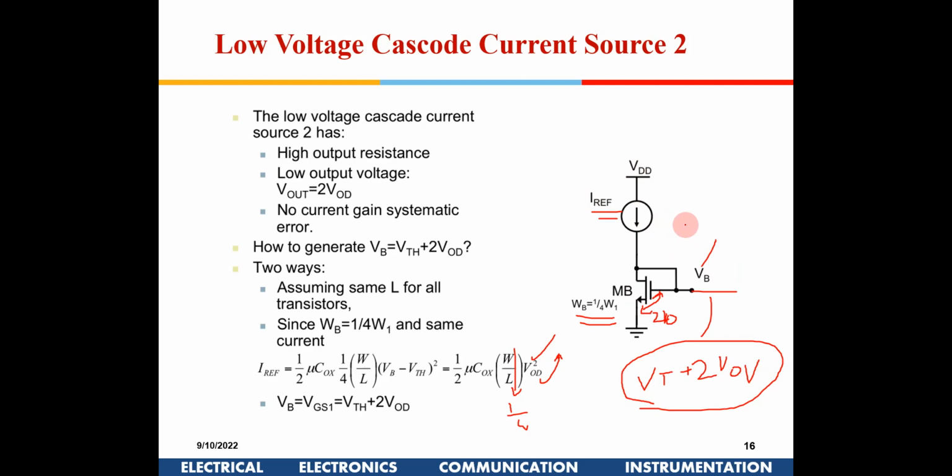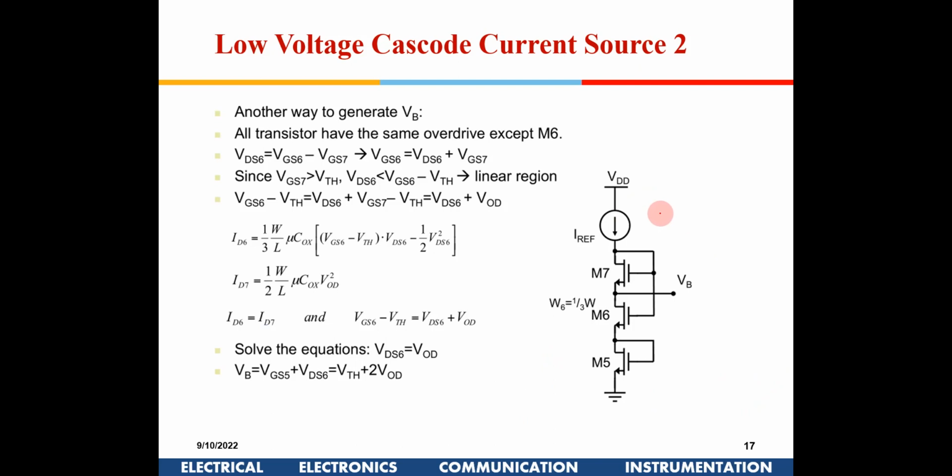Sir, in this circuit, basically we are making the width 1/4. So VOV will become 2 VOV, as per that ID formula. Correct. And as the source is grounded, VGS will be VB. So VB minus VT is equal to 2 VOV, and VB becomes VT plus 2 VOV. Right? Absolutely. So this is another topology to generate VT plus 2 VOV, right?